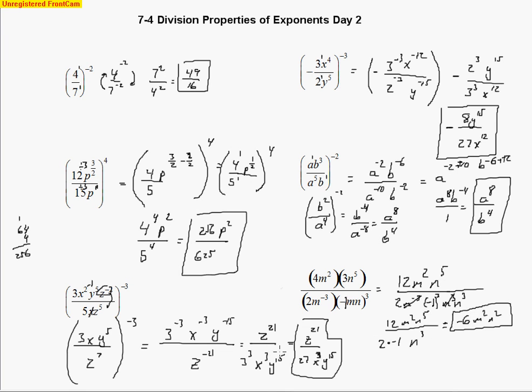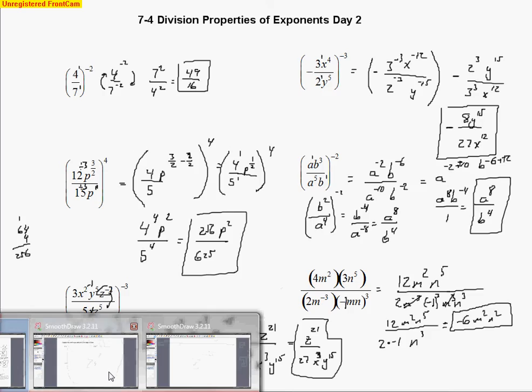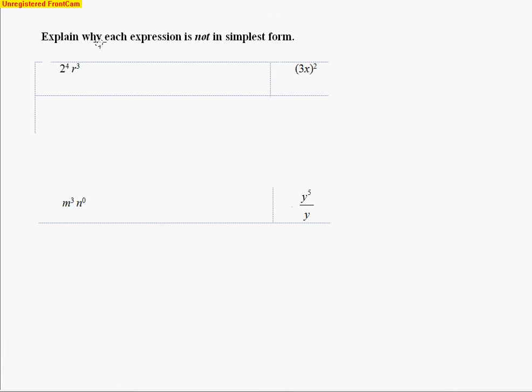So let's take a look at the next set of directions that we might end up seeing being a little different. It says explain why each expression is not in simplest form. So what we want to do here is simplest form means that we have positive exponents, no 0 as an exponent, and any numbers that we have that are bases, go ahead and multiply out. So this makes 16r to the 3rd, and that would be in simplest form.